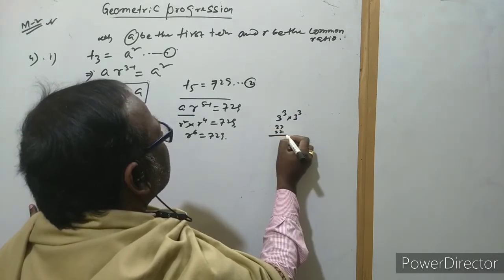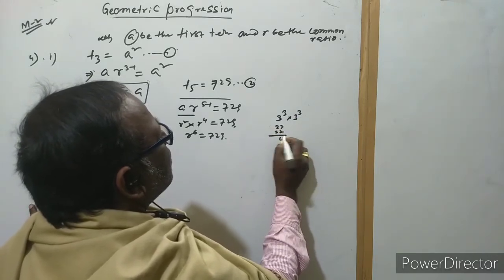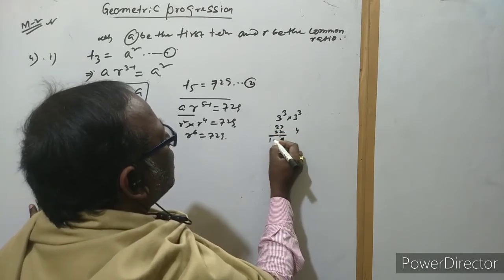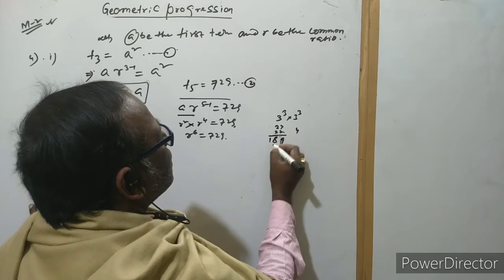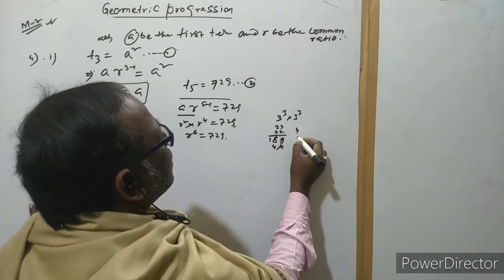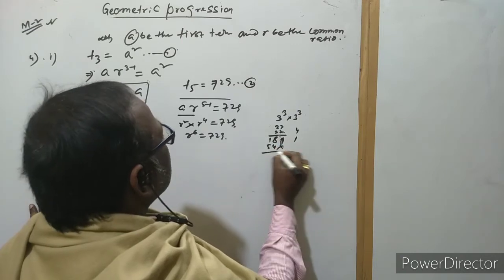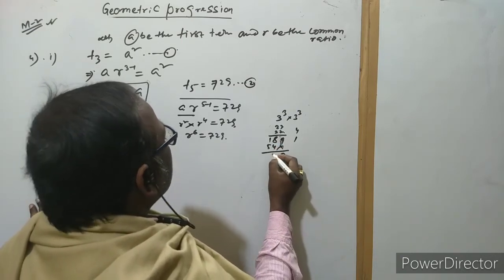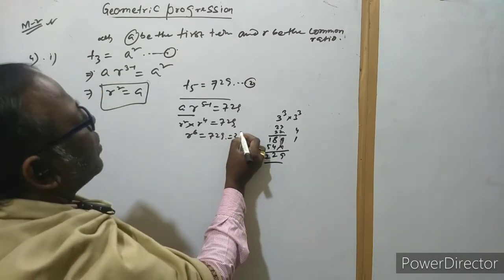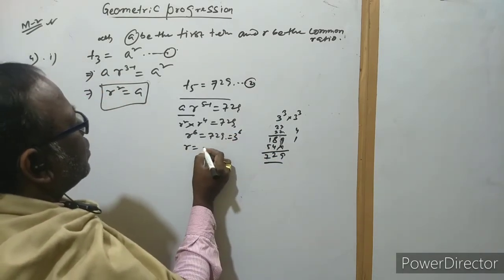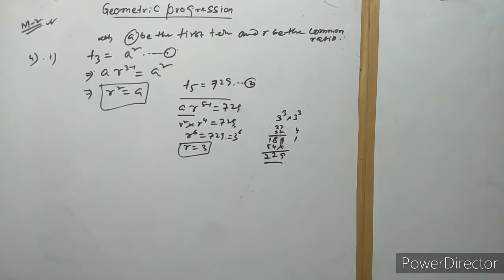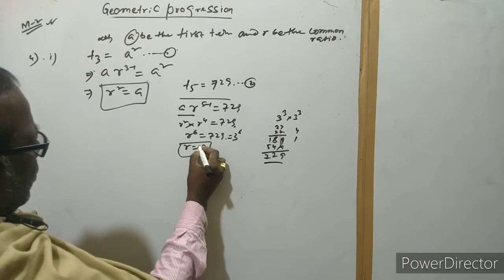27 and 27. So 9, 2, 7, okay, and that is actually 3 to the power 6 here. So R is equal to 3. We can write it plus or minus, but we take only the positive sign.